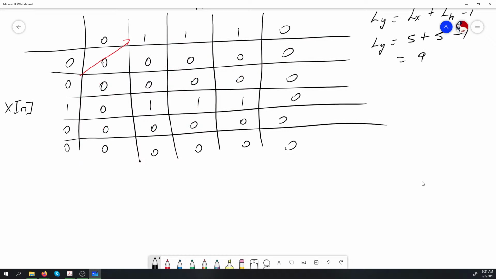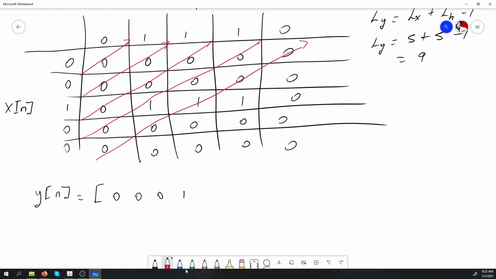So for our first anti-diagonal, that's just 0, so we put 0. For our second anti-diagonal, that's 0 plus 0, so that's also 0. Our third anti-diagonal is also only zeros, so we get 0. Our fourth anti-diagonal has 0, 1, 0, 0. We add those, 0 plus 1 plus 0 plus 0, so we get a value of 1. Our fifth anti-diagonal, 0, 0, 1, 0, 0, is also a result of 1.